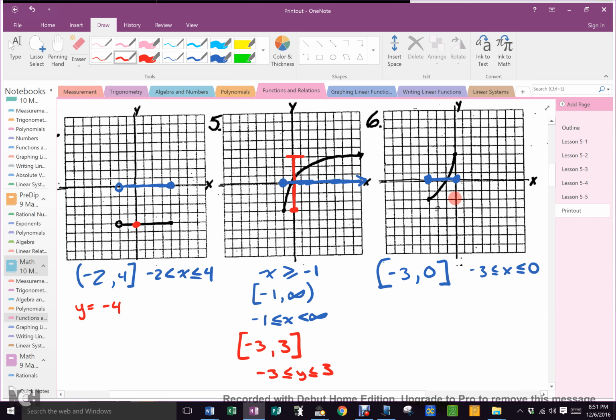My range starts down here. It's included. It's a closed dot. Goes up to there. Negative 2 included. Positive 3 included. Negative 2 less than or equal to y less than or equal to 3.